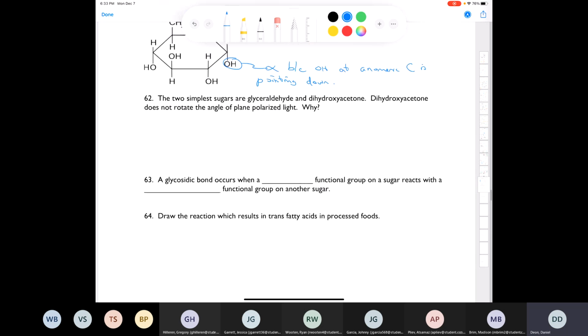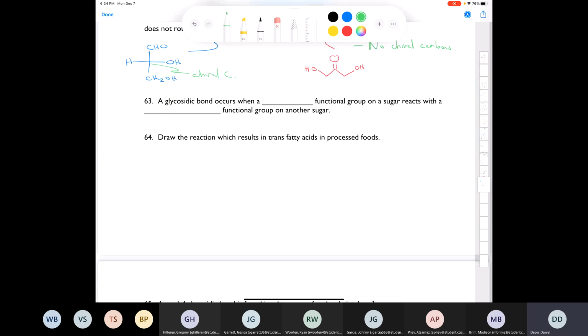The 2 simplest sugars are glyceraldehyde. So glyceraldehyde is this guy. I'll draw D-glyceraldehyde since it's naturally occurring. And dihydroxyacetone, which I just drew, this compound. Okay, dihydroxyacetone does not rotate plane polarized light. Why not? The reason is it has no chiral carbons. So it's not going to rotate plane polarized light, whereas this is a chiral carbon.